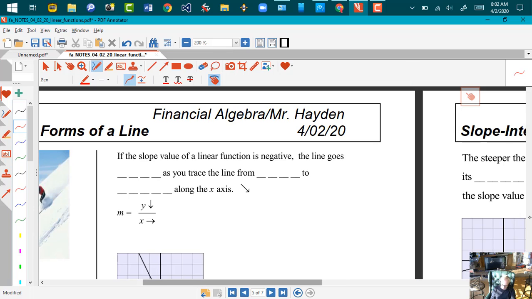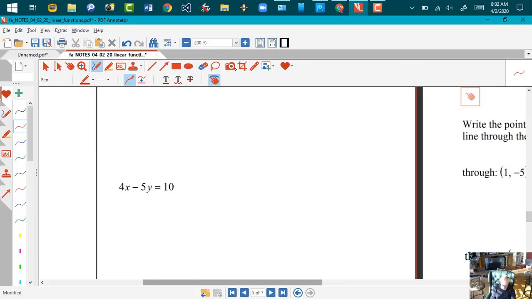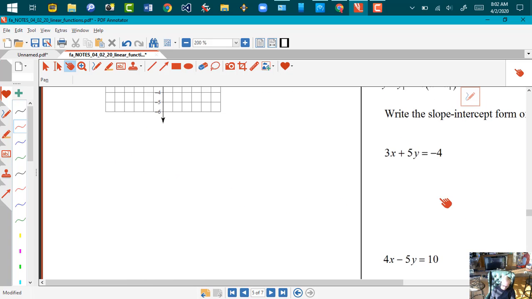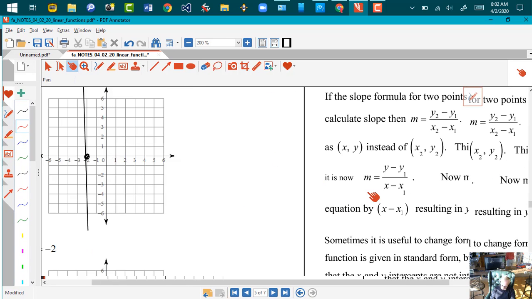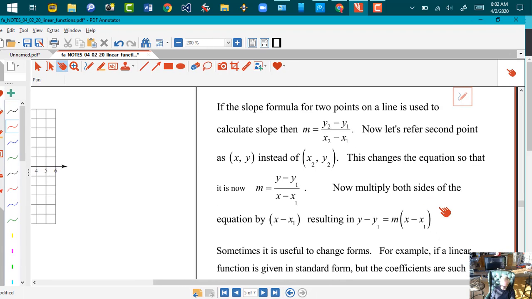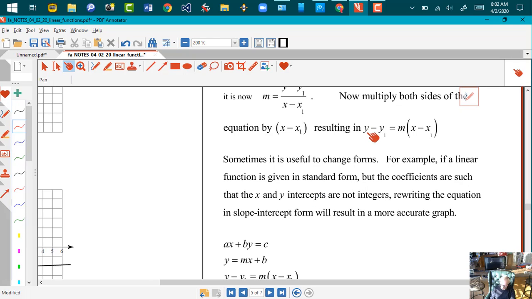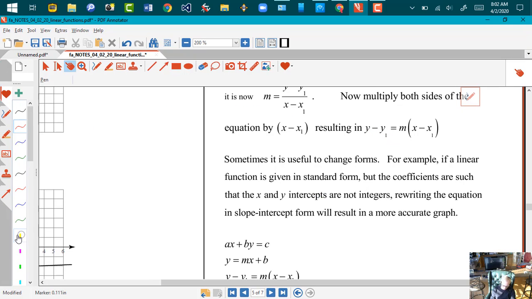Okay, so the formula for the point slope form of a line is y minus y1 equals m times x minus x1.